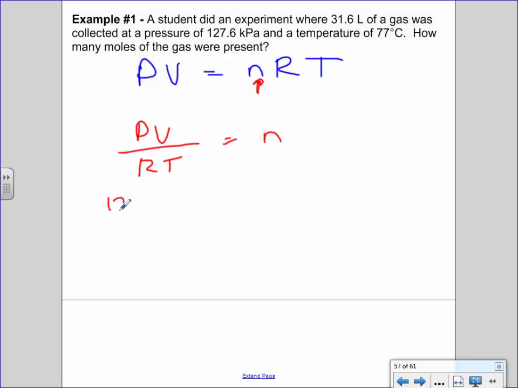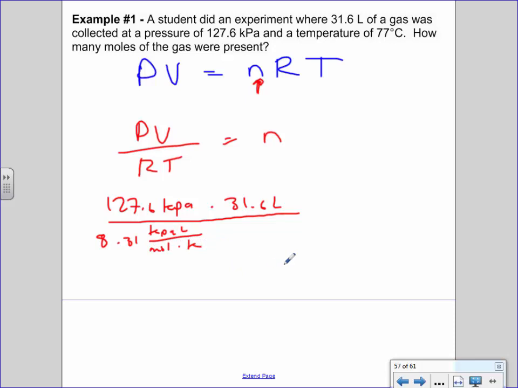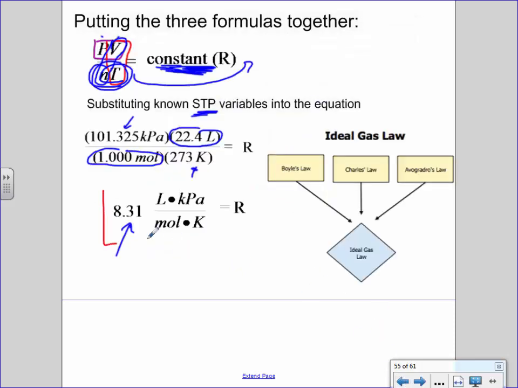So I know my pressure, 127.6 kilopascals. I know my volume, 31.6 liters. R as a constant, write this down somewhere, it's 8.31 kilopascal liters over moles times a Kelvin. It's on this page right here, by the way. I'll leave it on this page for a second. 8.31 liters times kilopascals over a mole times a Kelvin.